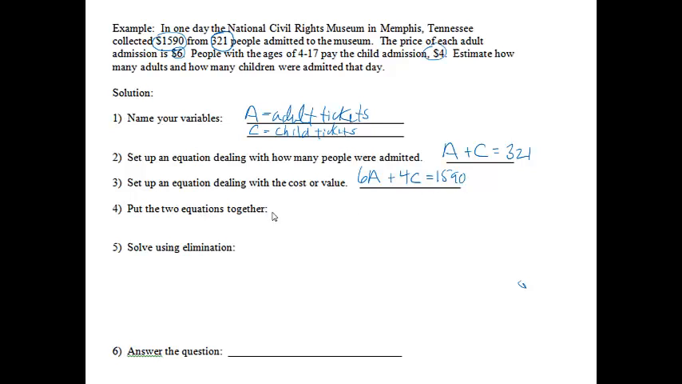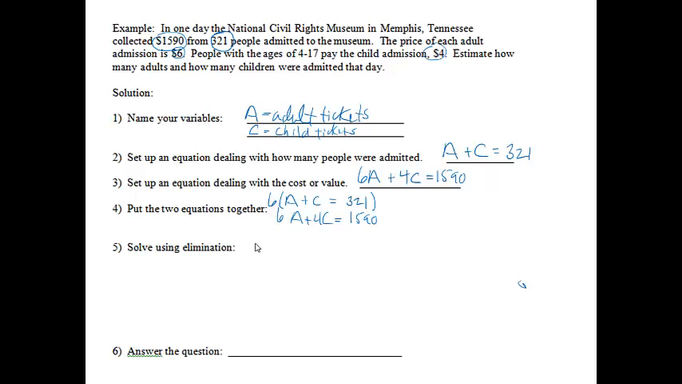All right, then it says to put the two equations together. So we're going to have A plus C equals 321, and 6A plus 4C equals 1,590, and then just solve using elimination. So I'm going to take the first one and multiply it by 6.